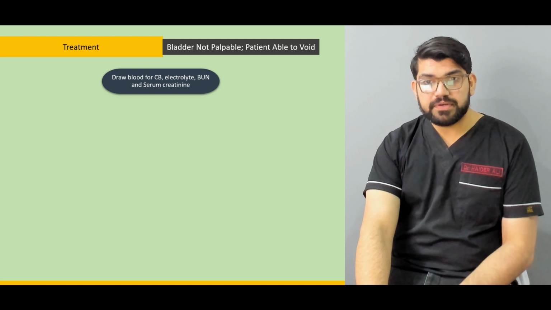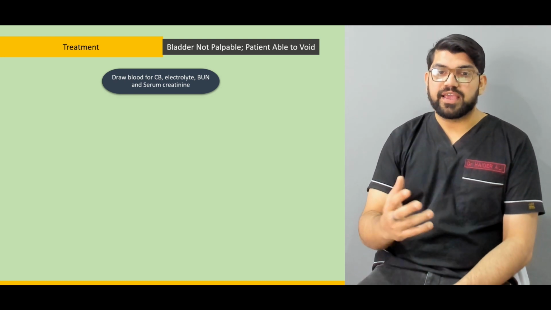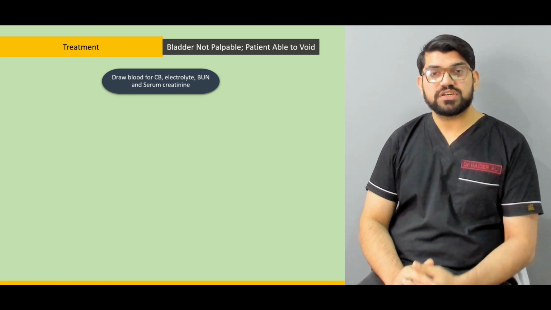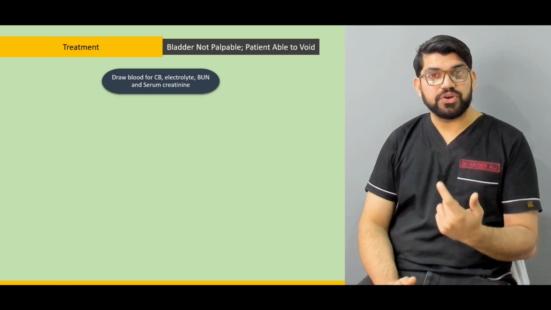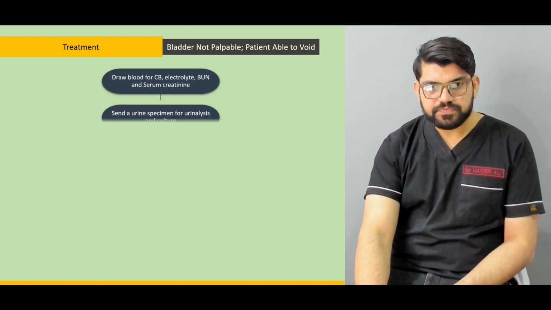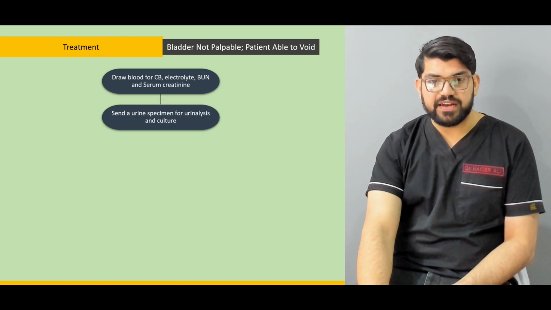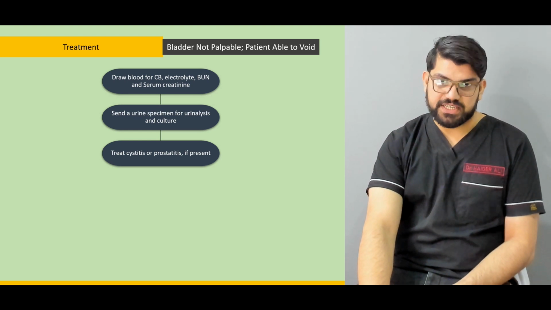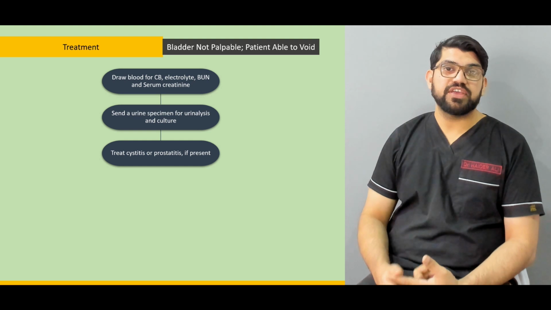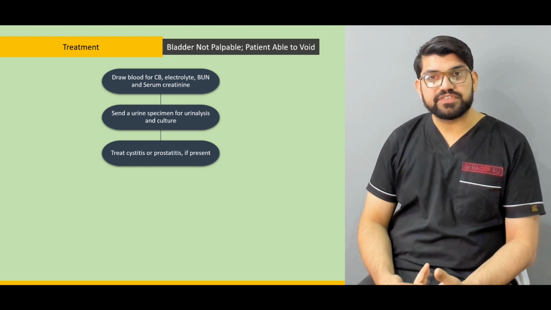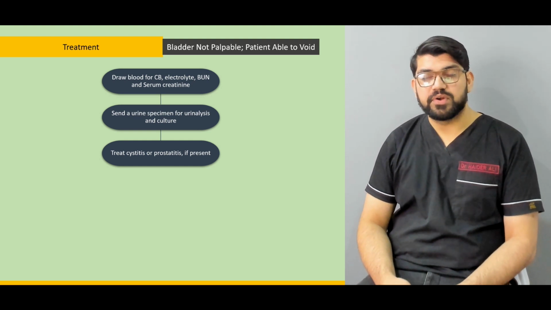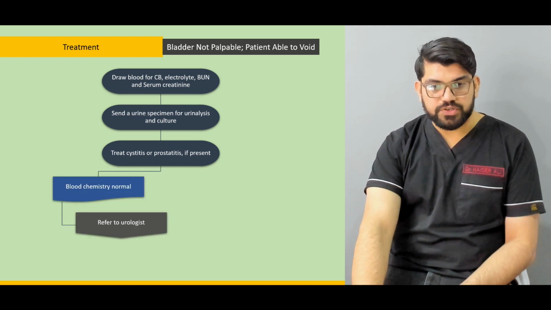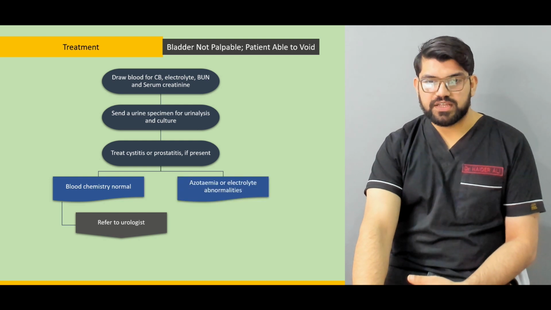Bladder is not palpable, patient able to void. Again, draw complete blood count, blood urea nitrogen, serum creatinine levels, urine C&S. Send urine specimen for urinalysis and urine culture. Treat cystitis or prostatitis if present. Patient presents with fever, urinary symptoms, think of cystitis or prostatitis, or recurrent urinary tract infection can lead to cystitis as well. Blood chemistry normal, refer to urologist.